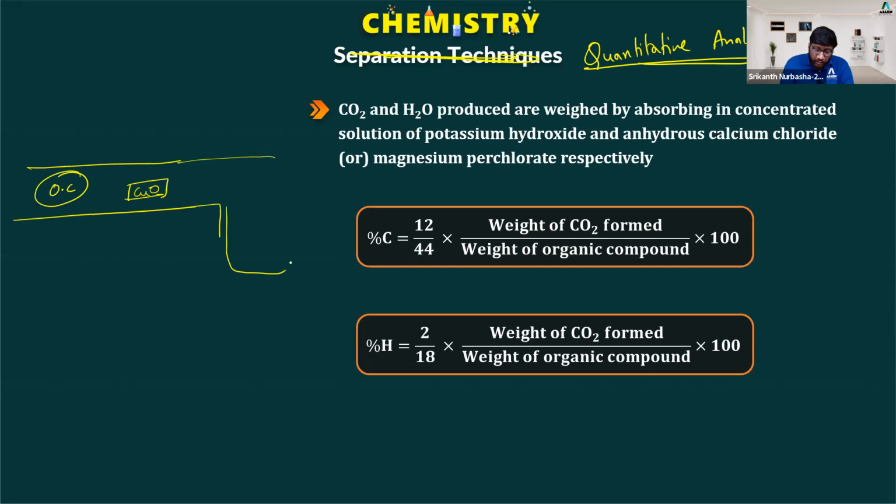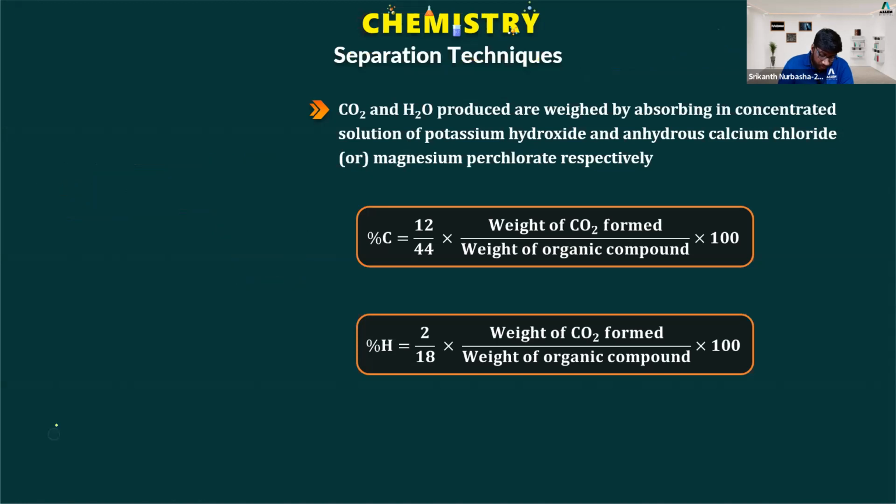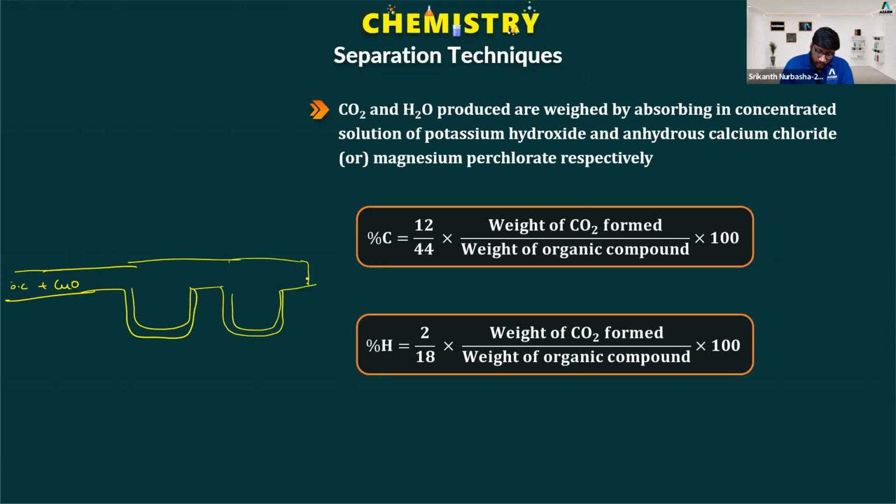Here you have one tube, and next we have another tube. We'll be having the diagram in this fashion. Organic compound plus CuO, and you have one U tube like this, other U tube in this manner. With O2, this is nothing but the combustion chamber.